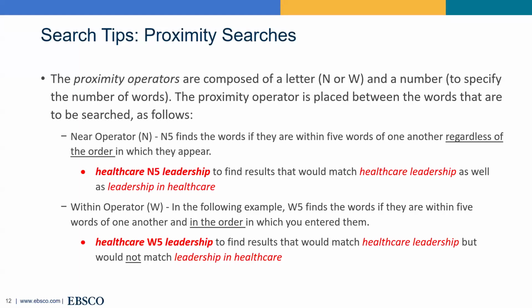It's going to find, so for example, with N5, it's going to look for any time those two search terms are within 5 words of each other in any order. For example, if I were to enter healthcare N5 leadership, the system is going to find results where it would match results like healthcare leadership or leadership in healthcare. So anytime the words healthcare and leadership are within 5 words of each other in any order.